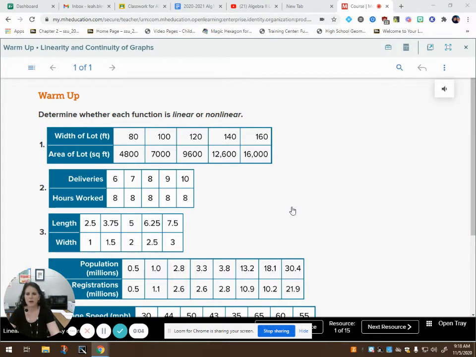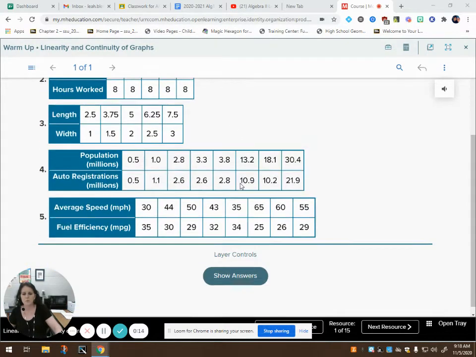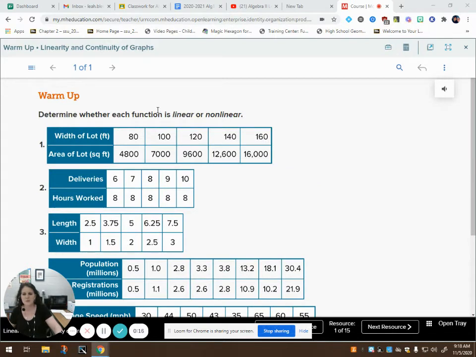Today we're going to talk about linearity and continuity of graphs, and I wanted to start with this little warm-up. I think it's a good activity. We're trying to determine if they're linear or nonlinear. So we're not going to do all of these, but I just want to give you a little hint on how you go about doing that.